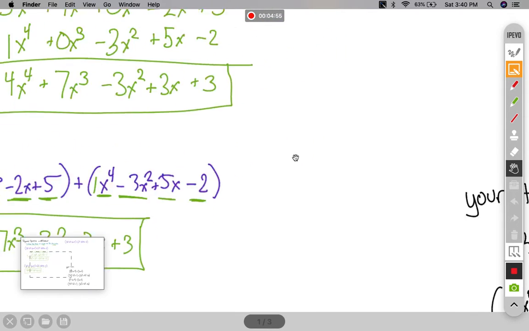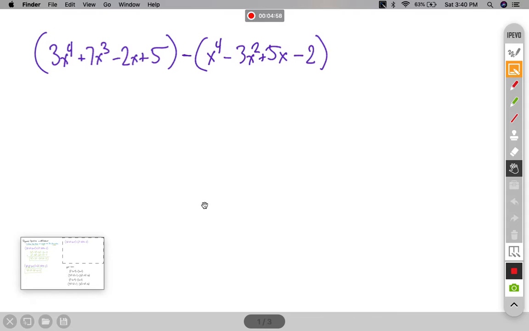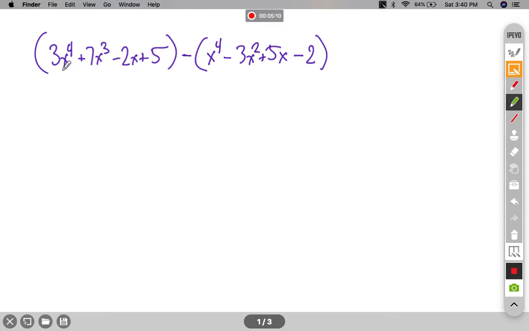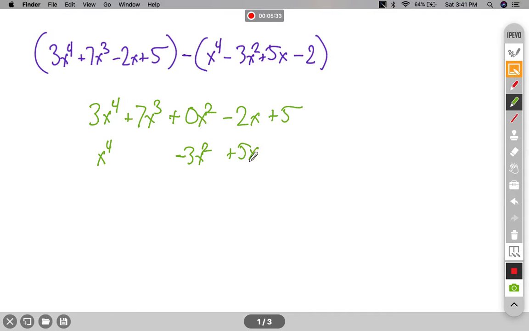Now when we go to subtraction, we're going to change this into a subtraction problem. Subtraction is where you're most liable to make a mistake. So we come along and we can do this again vertically. We did the 3x to the fourth plus 7x to the third plus, put in our place value, 0x squared minus 2x plus 5. We have our x to the fourth, our minus 3x squared plus 5x minus 2. We'll put in our placeholder here.